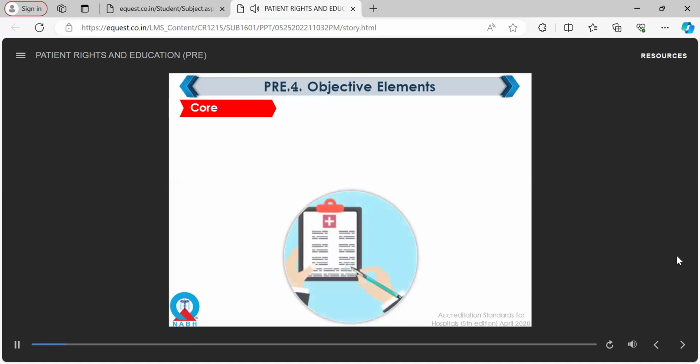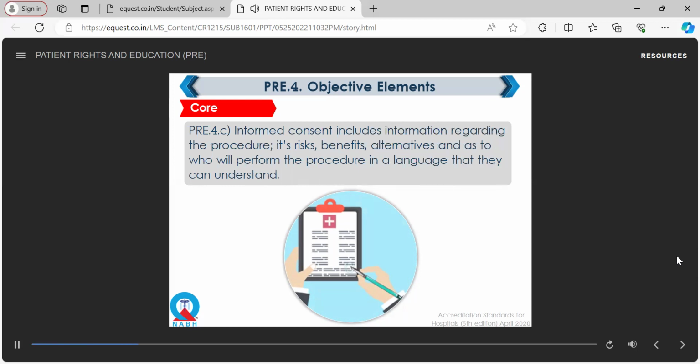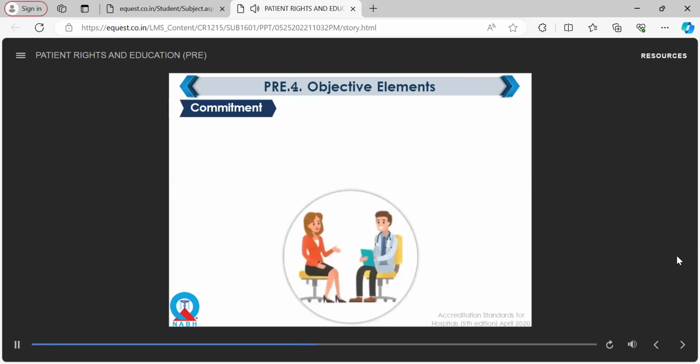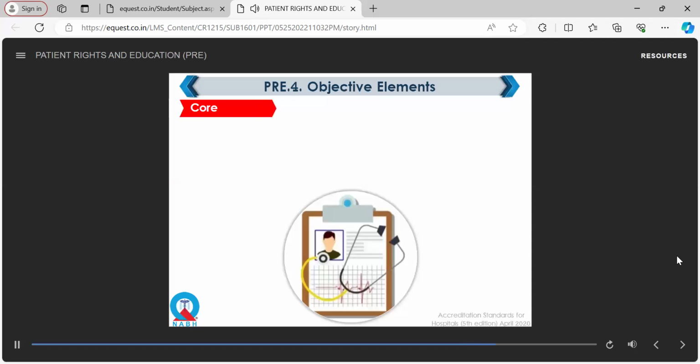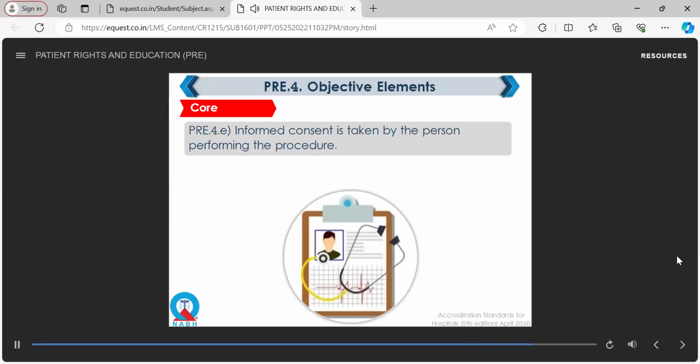Next is core objective element which an organization has to follow. Informed consent includes information regarding the procedure, its risks, benefits, alternatives, and as to who will perform the procedure in a language that they can understand. Next objective element is a commitment that the organization describes who can give consent when patient is incapable of independent decision making and implements the same. As per the last objective element, which is core element, informed consent is taken by the person performing the procedure.